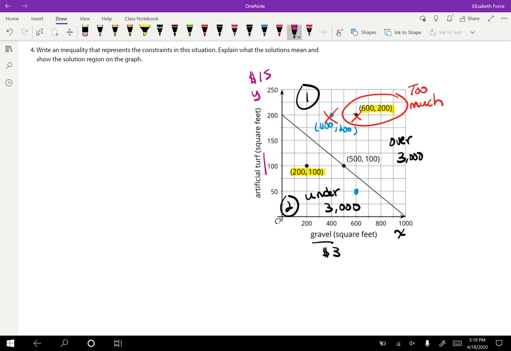All right, we are almost done with 22.2. We're just looking at number 4. And number 4 is kind of putting all of it together that we've talked about in numbers 1, 2, and 3. We want to write an inequality. So let's refresh our memory.